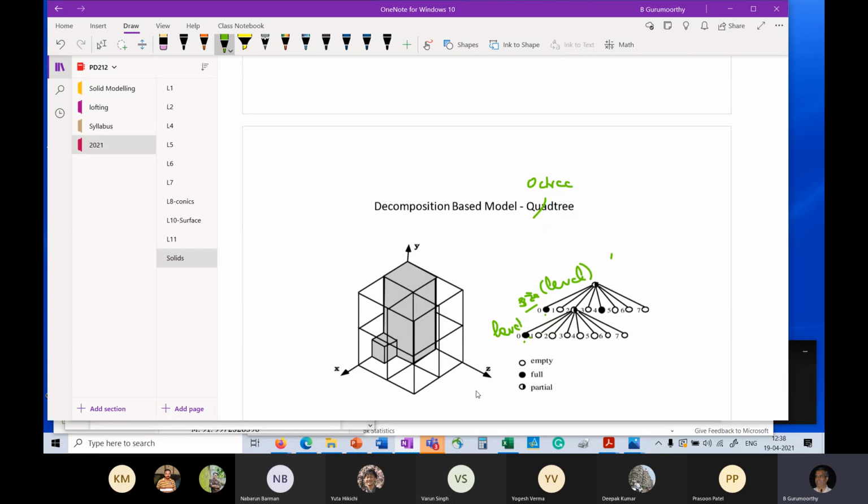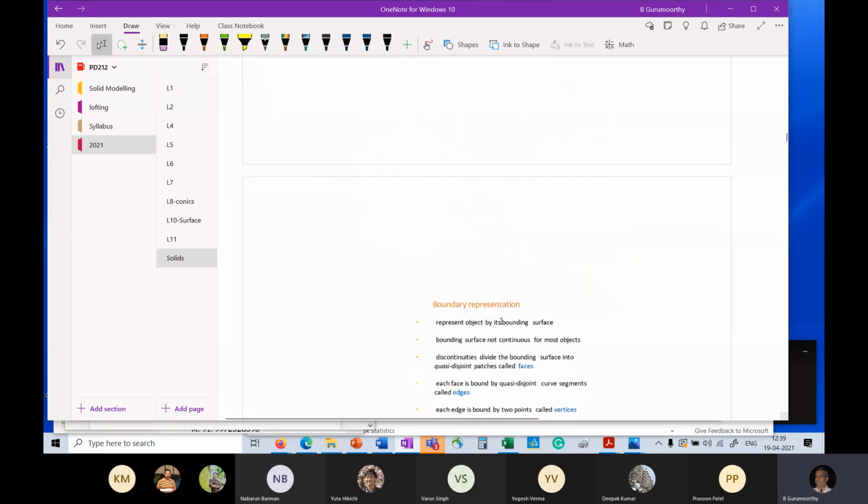One where it is the equivalent of a graph paper in 3D. I have a lot of cells, each uniform size, and then I embed my object in it and mark off the cells which are occupied by the object. The other way is that I start with a larger box and then subdivide, based on occupancy or non-occupancy or partial occupancy, and keep dividing it till I can break it completely into filled and unfilled cells. So those are the two spatial enumeration and decomposition based ideas.